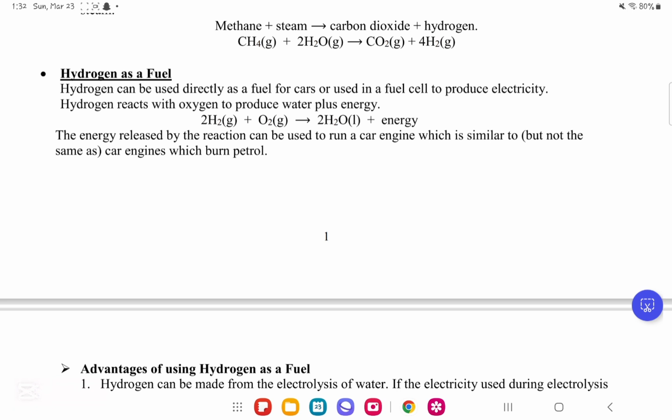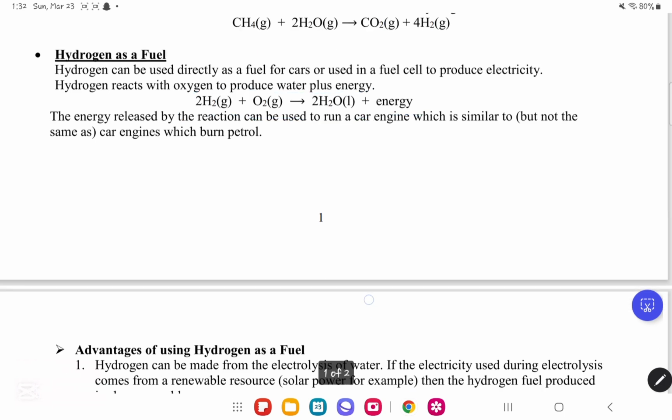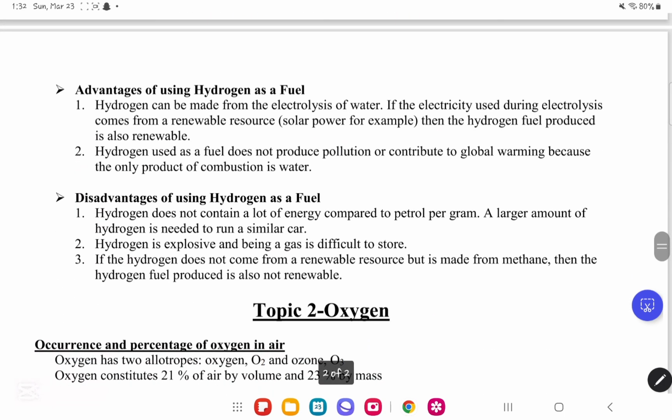The energy released by the reaction can be used to run a car engine, which is similar to, but not the same as, car engines which burn petrol. So if they ask you for the reaction, it is 2H2 gas plus O2 gas will give us 2H2O liquid plus energy. We move down to the advantages of using hydrogen as a fuel.